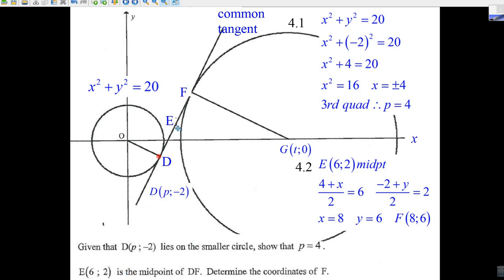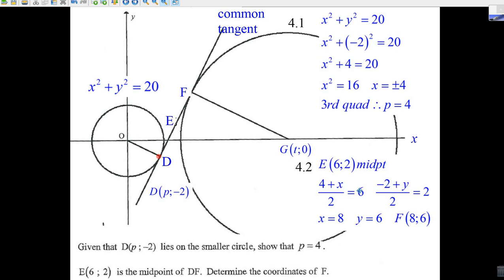They say that there's a midpoint here, and the coordinates are 6 and 2. Well, now we know D is 4 and -2. What would the coordinates of F be? If E is in the middle, then if we take the x-coordinate of F and add it to the x-coordinate of D and divide by 2, we should get the x-coordinate of the midpoint, which is 6. And same with the y-coordinates. The y-coordinate of D is -2 plus the y-coordinate of F, divided by 2, should equal 2. That's the number in the midpoint E. Well, there's our equations.